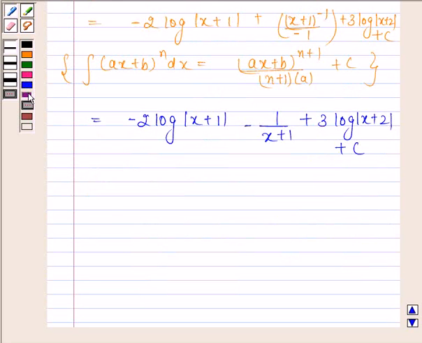Hence our required answer is minus 2 log mod (x + 1) minus 1/(x + 1) plus 3 into log mod (x + 2) plus c.